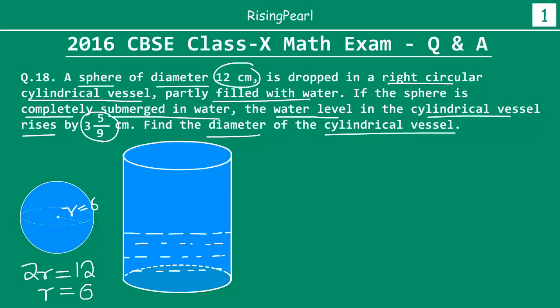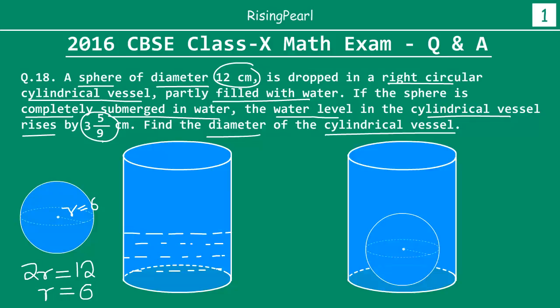Now what happens is we drop the sphere into the cylinder. So what happens then? It will look something like this, right? Because we have taken the sphere and we have put it inside the cylinder. So the sphere goes in, and what is given is that the water level, which had some water earlier, rises and the sphere is completely submerged. So let's say the water level goes till here. After we drop this sphere, the water level has gone till here, right?